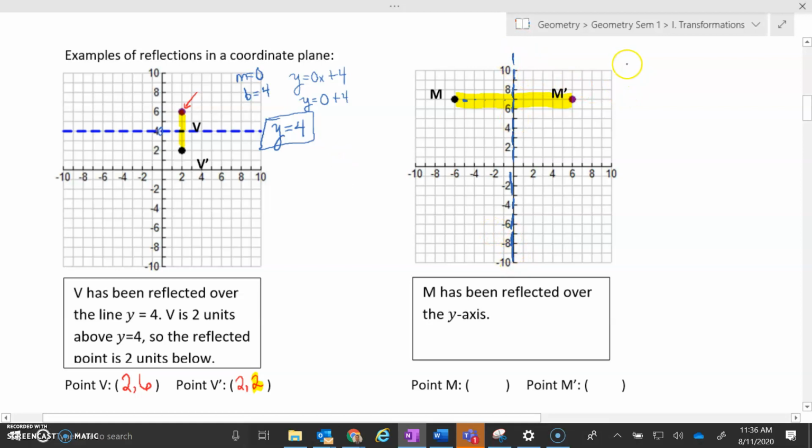What's the equation of the y-axis? It's a vertical line. So actually it doesn't have a slope. All right? It's a vertical line. So to write it like this, y equals mx plus b, actually doesn't make sense to do. Okay? So the y-axis, its equation is actually x equals 0. All right? So I could have very easily said M has been reflected over the line x equals 0.